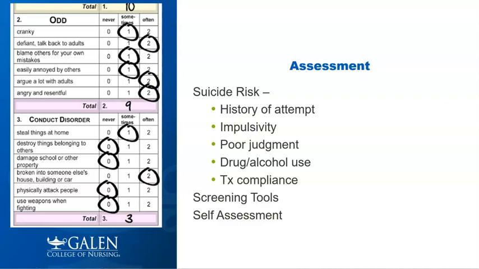So if we have someone who is impulsive, we have to look at suicide. Drug and alcohol, not falling into treatment are all big things. Screening tools, that Vanderbilt assessment is one that also includes ODD and conduct disorder on there. So for kids, most of the time, that Vanderbilt includes all of them.